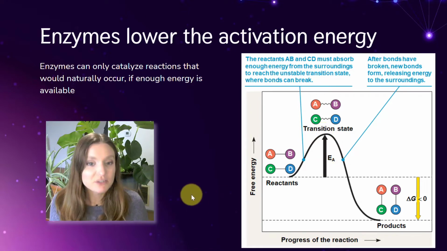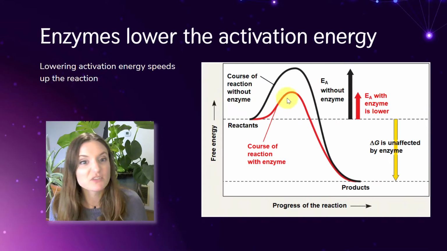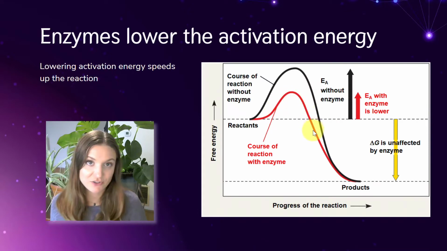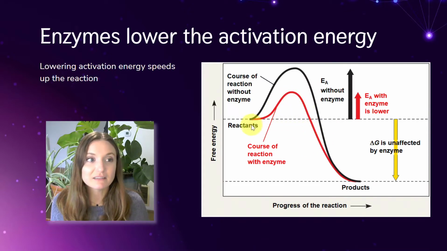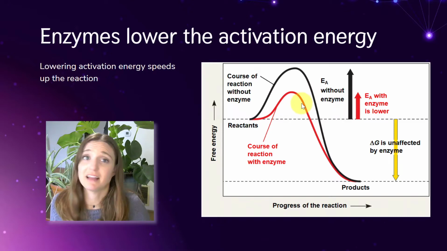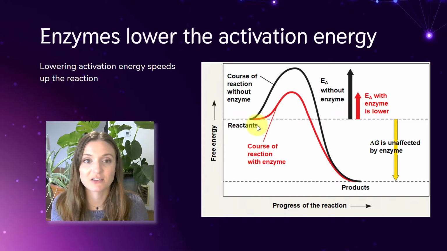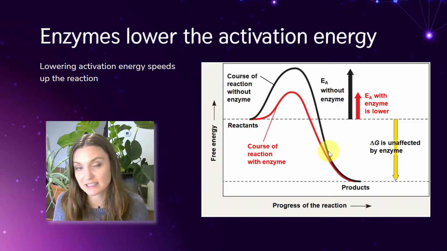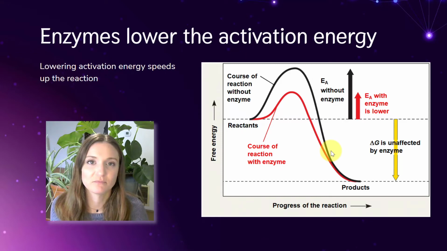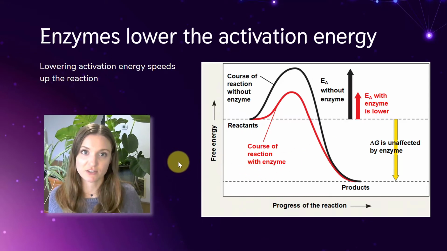So what enzymes do is enzymes just lower that activation energy, right? So they lower the activation energy, which means that that chemical reaction is more likely to happen, which also means it happens faster, right? So the input of energy that's necessary for reactions to happen with enzymes present is much lower. We don't need as much energy to get those chemical reactions to happen.